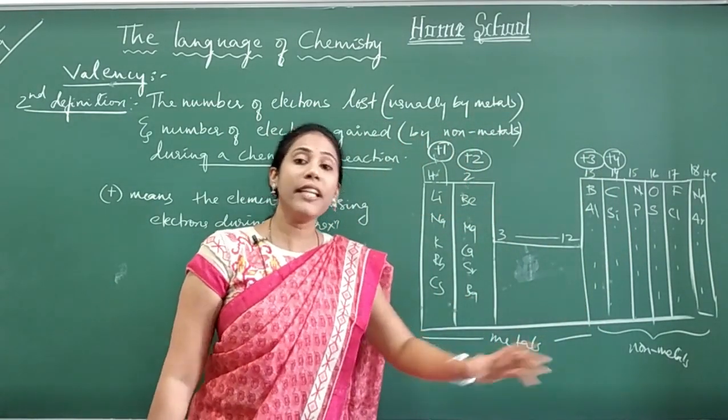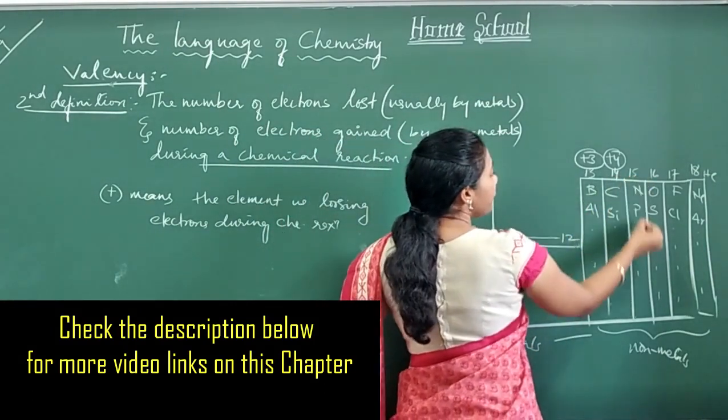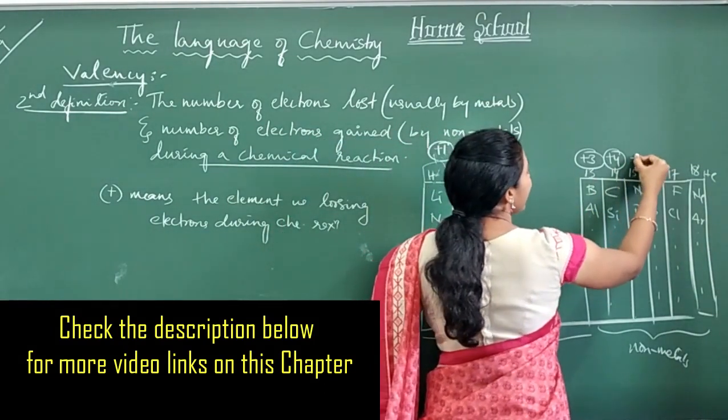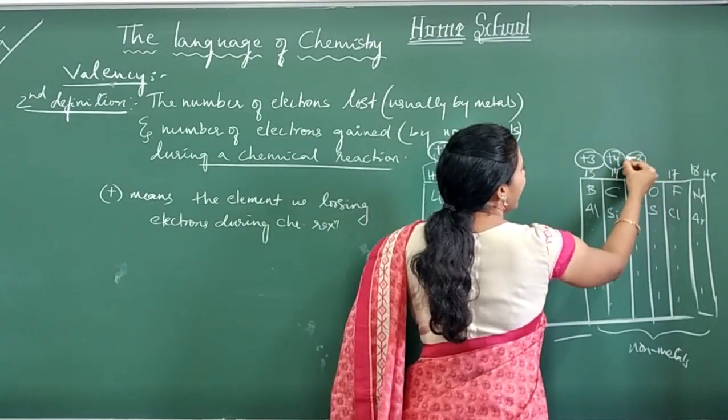They will lose 4 electrons during the chemical reaction. And coming to the 15th group elements, they have a valency minus 3. You see, I have written minus 3.